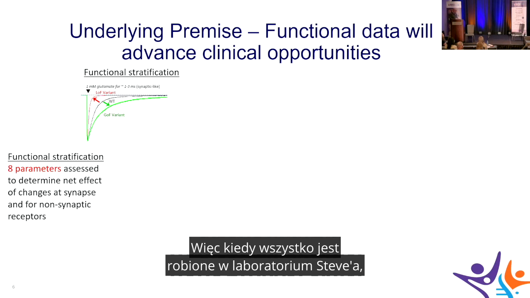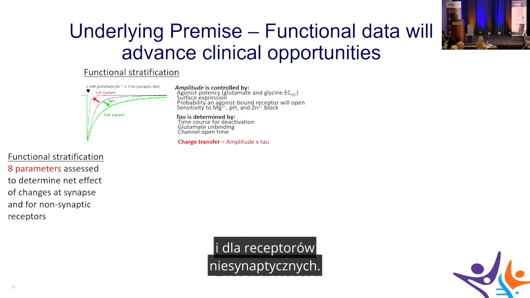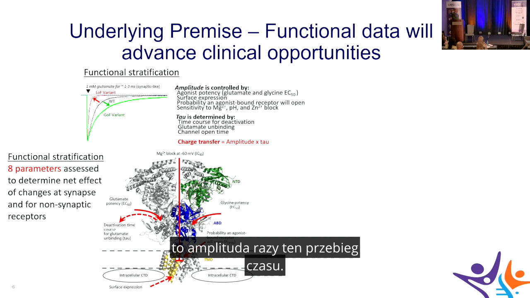So when things are done in Steve's lab, there are 8 parameters that are assessed to determine the net effect of changes at synapses and for non-synaptic receptors. And as I said, there's the amplitude, and then there's this time course. And basically, the charge transfer, which is what we think is important, is the amplitude times that time course.